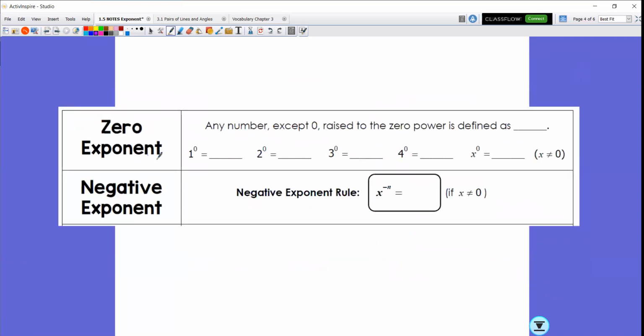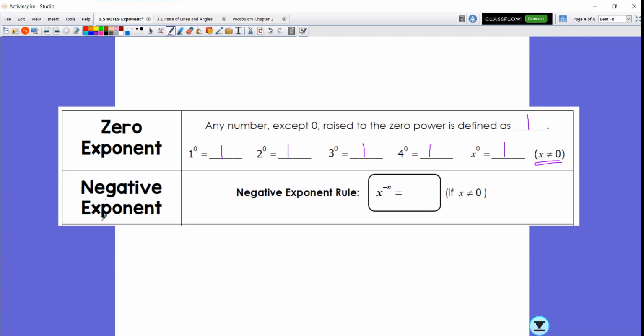All right, so now we're going to talk about zero exponents. Any number, this is really important, any number except zero raised to the zero power is defined as one. It could be a variable too. So here I have one to the zero power, that's one. Two to the zero power is one. Three to the zero power, one. Four to the zero power is one. X to the zero power is one. This just says that X cannot be zero. If I take my calculator and say zero to the zero power, I get a domain error. So that's the only number we cannot raise to the zero power. But it can be like negative 1,000,000 to the zero power, it's going to be one. Doesn't matter how big or how small, as long as it's not zero, anything raised to the zero power is one.